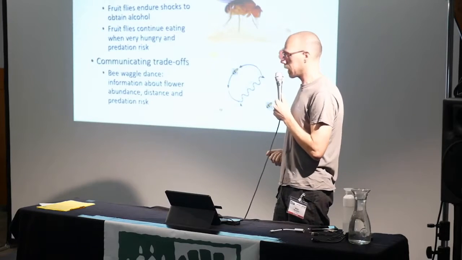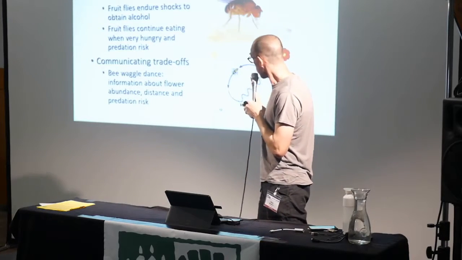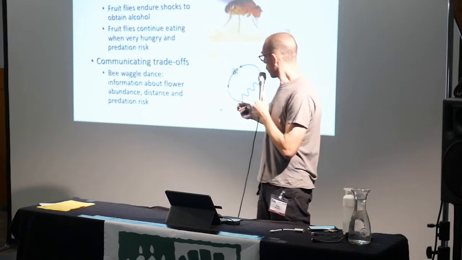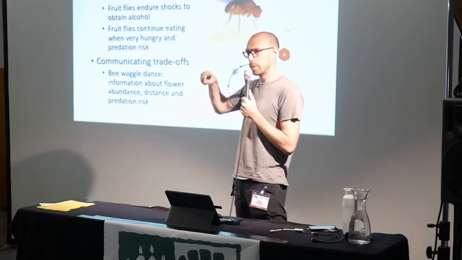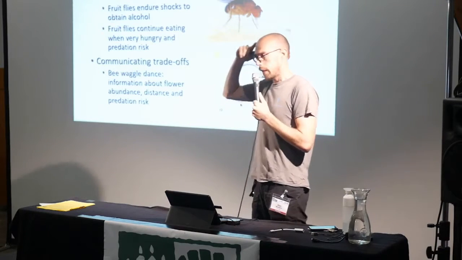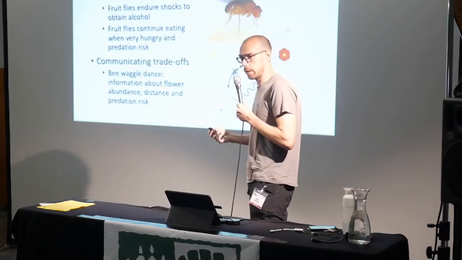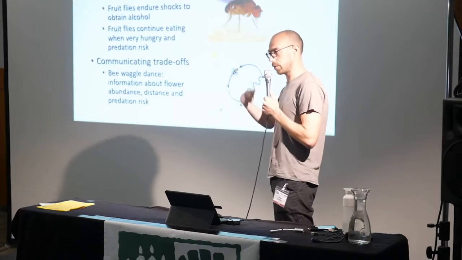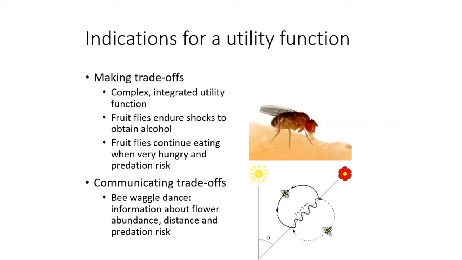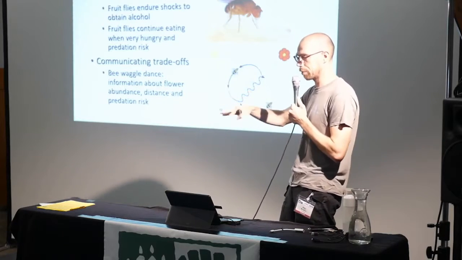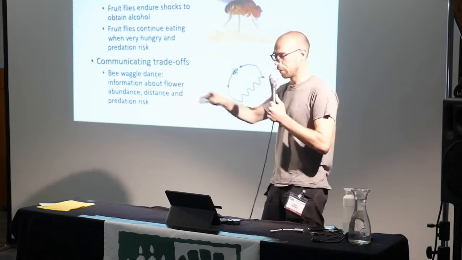With bees also, they have complex utility functions, and especially they can communicate. So they can make trade-offs, and you know about the bee dance, the waggle dance. This is how they communicate their own trade-offs. That's even more complex. It's not that they can only compare preferences, but they can also communicate about it. The bee tells the other bees the flower abundance, how many flowers are there, how sweet they are, the distance, and predation risk. And that's complex for the other bees to understand, like, okay, now we have to compare predation risk with distance.